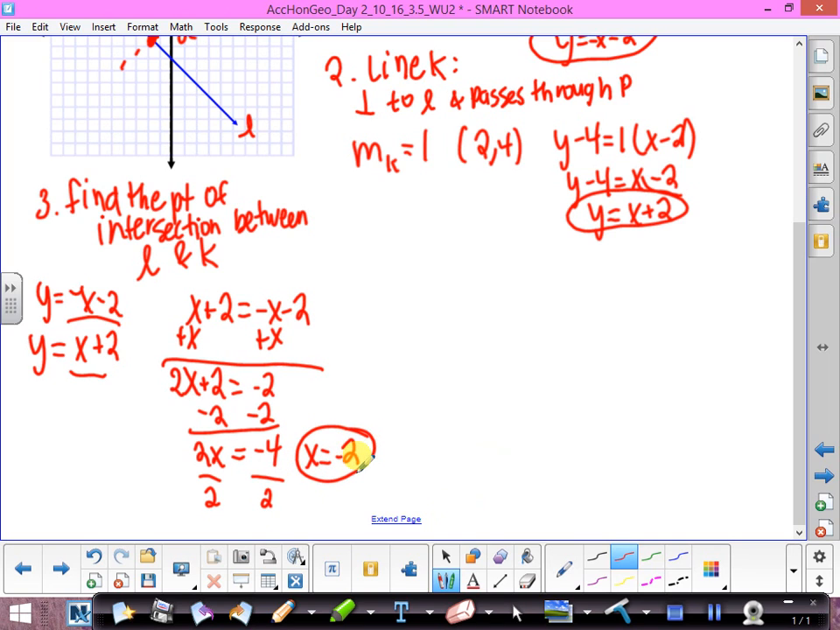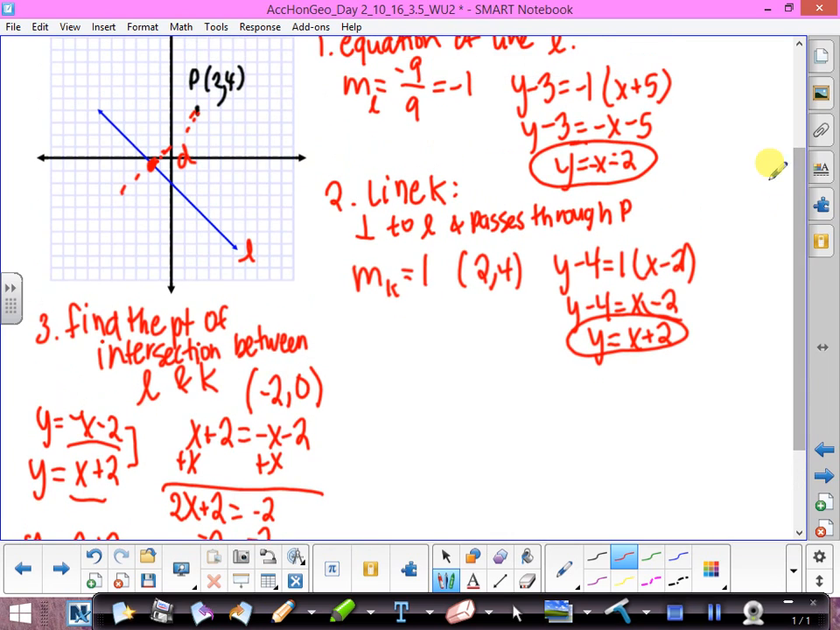Well, once I have that, I can substitute into either one of these equations to solve for y. So we're going to have y equals negative 2 plus 2, which would give us that y is 0. So the point of intersection is going to be negative 2, 0. If we go back and look at the picture, we know this point should be negative 2, 0. So my estimation was close, but wasn't quite right.